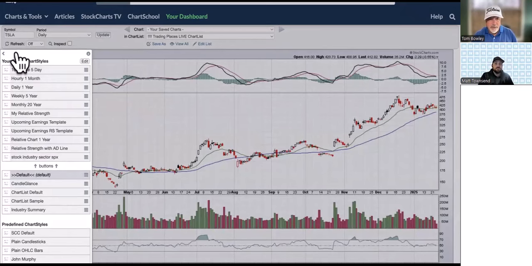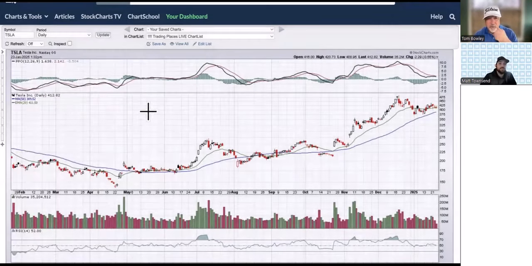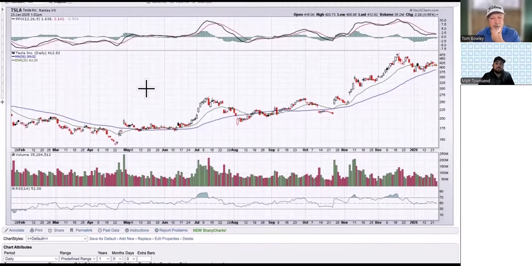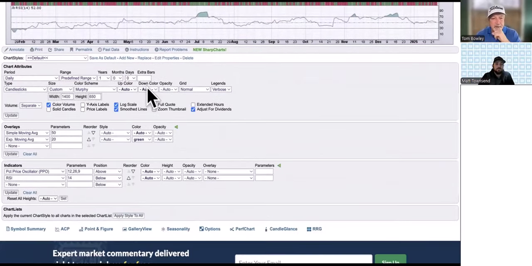And the way you do that, I think the way I did it in the trading room was I was looking at the strong AD chart list from what I recall. And so the only thing I wanted to do was to see the stock price and the AD line. That's all I wanted in my CandleGlance. So what I would do is I would go down here and I would get rid of everything else.